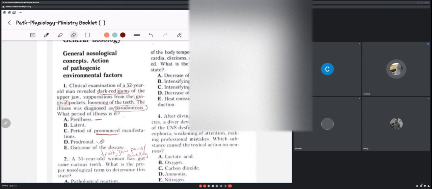And option B? Incubation period. Option B is latent. Latent is similar, it is in between pre-illness and prodromal. Latent still means that the disease or the pathogen is there, but there is no manifestation yet. It could be just general signs, general symptoms, like fever or headache can just be there.